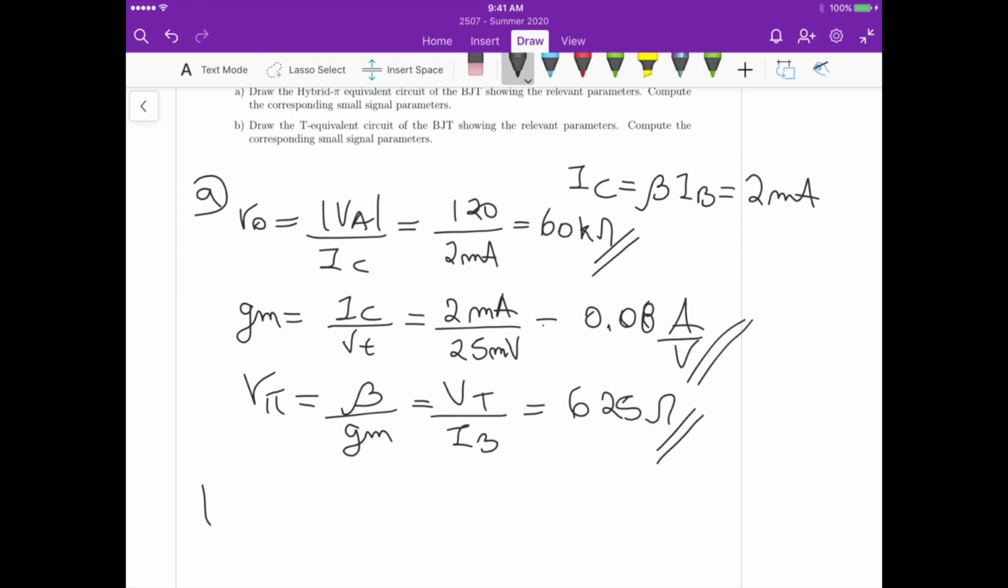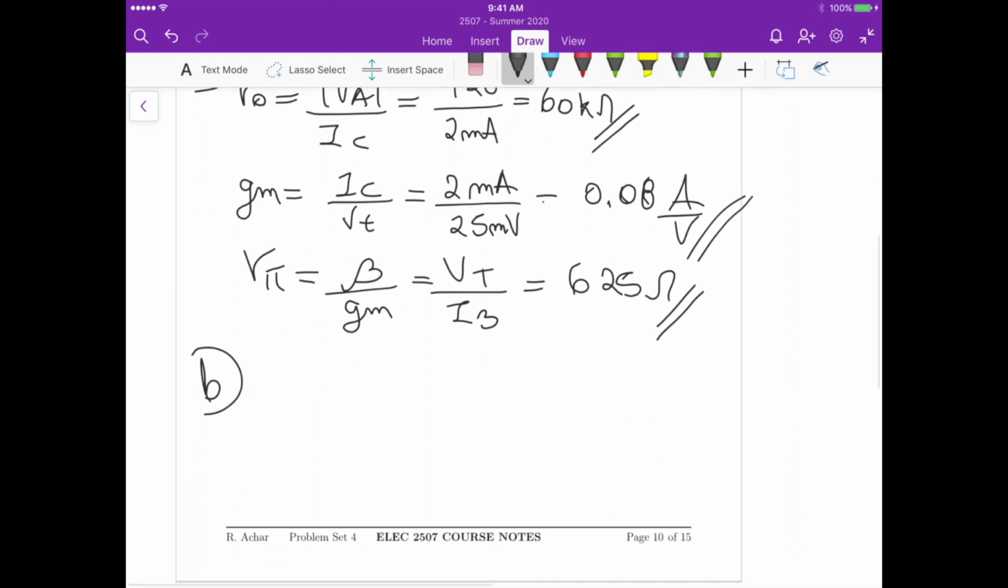Okay, now for part B, we need to determine again the output resistance. That's the same as the previous one, so it's just 60K ohm. We also have to determine the transconductance. That's the same as the previous one.